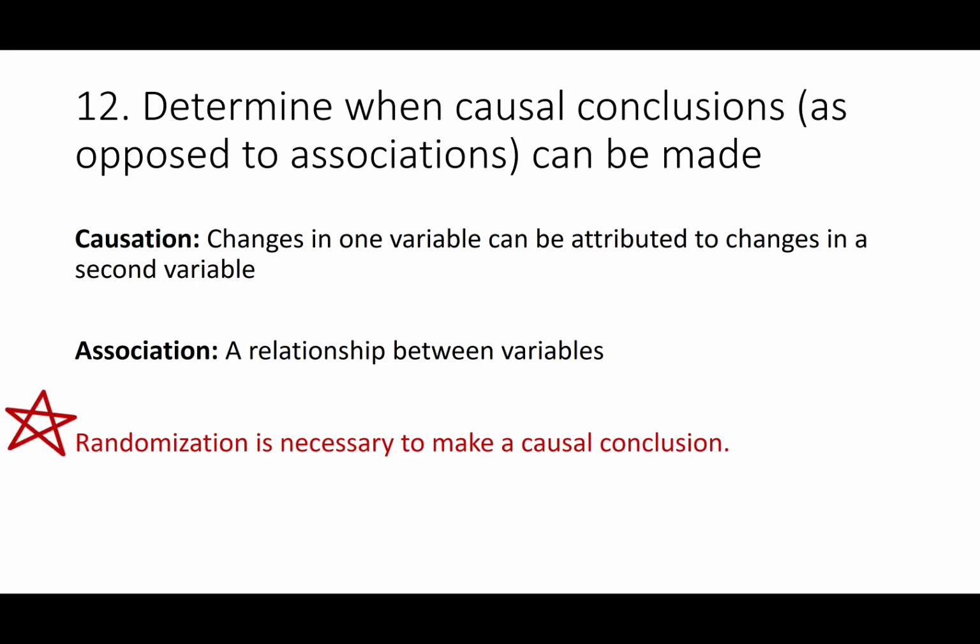The logic behind this is that when we're randomly assigning cases to different treatments, the groups that we end up with should not be biased in terms of any confounding variables. In other words, the confounding variables will be evenly spread across all of those levels of the explanatory variable.